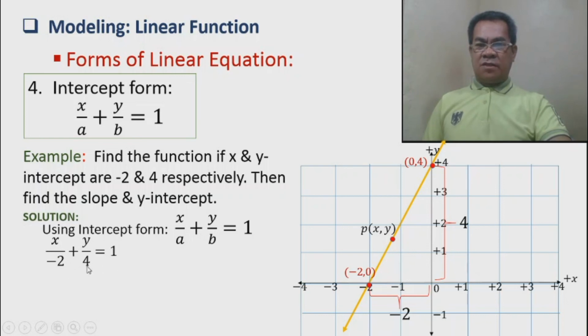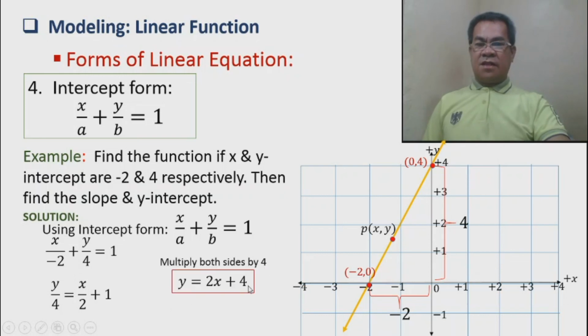To remove this denominator, because the equation doesn't have a denominator, multiply both sides by 4, the common multiple. Or you can transpose this one to the left side, so the entire expression becomes positive. Then all you need to do is multiply both sides by 4. Okay, then the answer is 2x plus 4. So this is the answer.